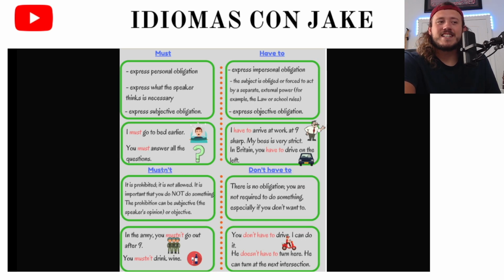De nuevo, mustn't casi nunca se usa. Must es menos usado en los Estados Unidos, pero sí hay una pequeña diferencia. Sí hay pequeñas diferencias entre have to, don't have to, must y mustn't. Vamos a continuar. A ver.